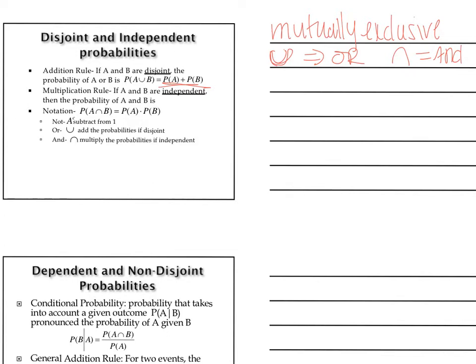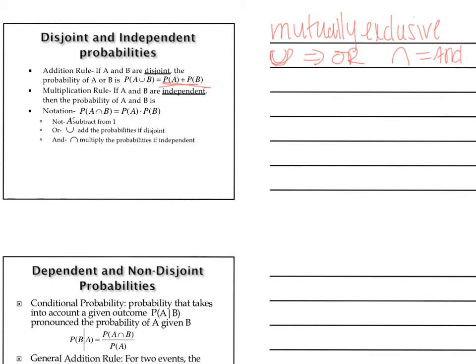The multiplication rule says if they're independent. Independent means knowing that one thing happened doesn't affect the probability of another. So flipping a coin or rolling a die, pulling from a deck of cards is not independent unless you put the cards back. So when two events are independent, we can use the multiplication rule to find the probability of A and B by multiplying those two probabilities together.